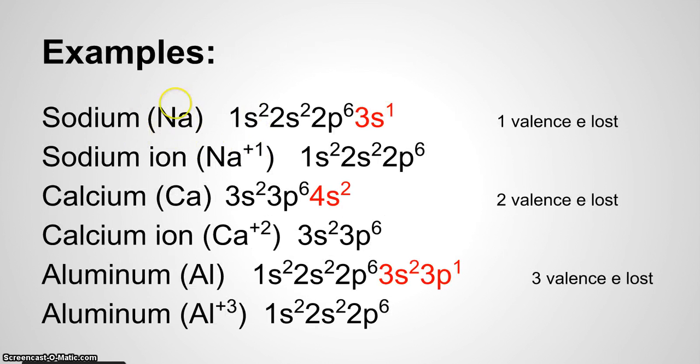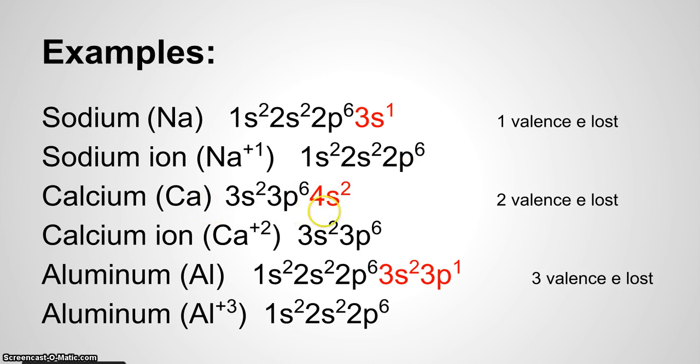Okay, so if we start with just a sodium atom, the electron configuration would be 1s2, 2s2, 2p6, 3s1. So sodium has one valence electron. Well, if it loses that one valence electron, it will turn into a sodium ion with a +1 charge, and now its valence electron configuration is the same as a noble gas. It's the same as neon. So it has now followed the octet rule.